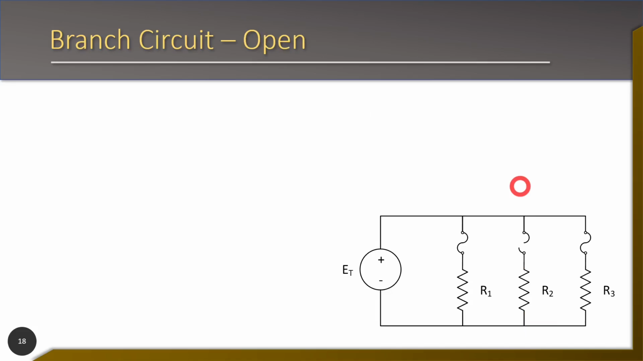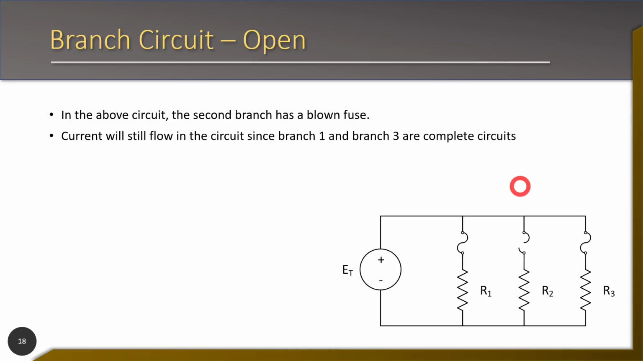Let's see how an open is affecting our total power output and the other branches as well. So now that we shorted that component out, that R2, we have a blown fuse. In the above circuit, branch 2 has a blown fuse now, and the current will still flow through branch 1 and branch 3. Remember, if we blew a fuse in a series circuit, it killed everything in that circuit. Well, that's not going to be true for a parallel circuit.